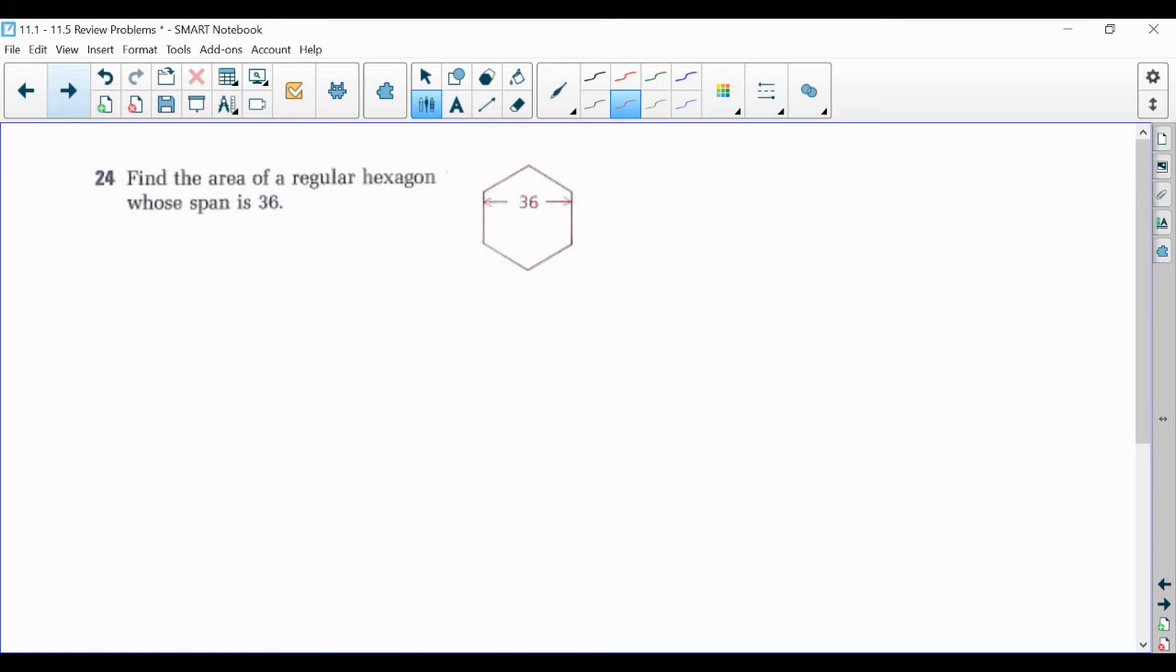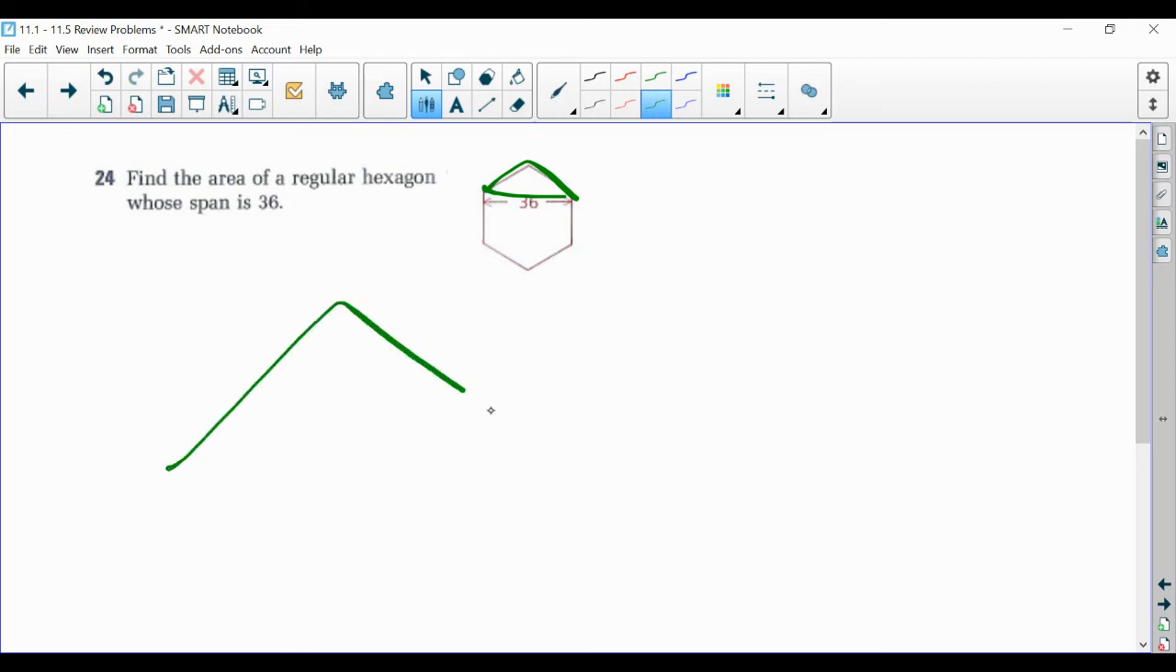Okay, the next 2 problems are a little bit more challenging, a little bit more fun. Now, here we're given a regular hexagon whose span is 36. And if you're sitting there thinking, well, what's a span? It's right there in the diagram, okay? Don't overthink it. The span is the length of that diagonal.